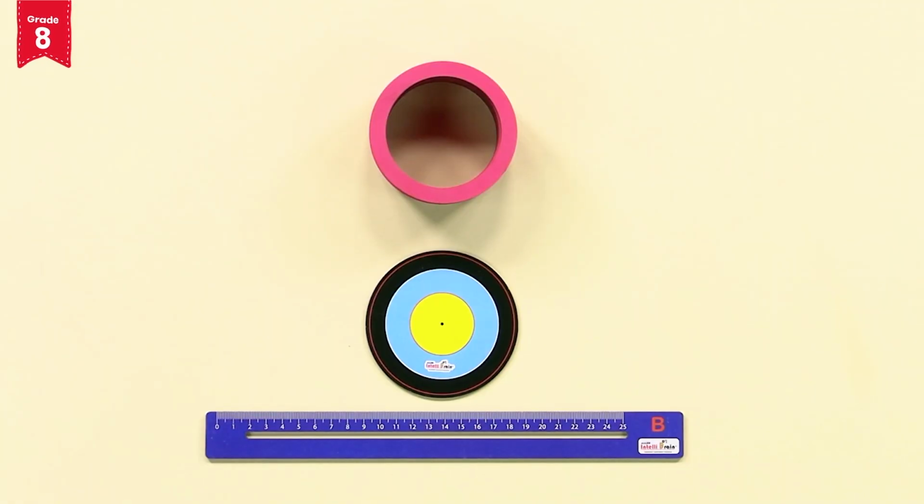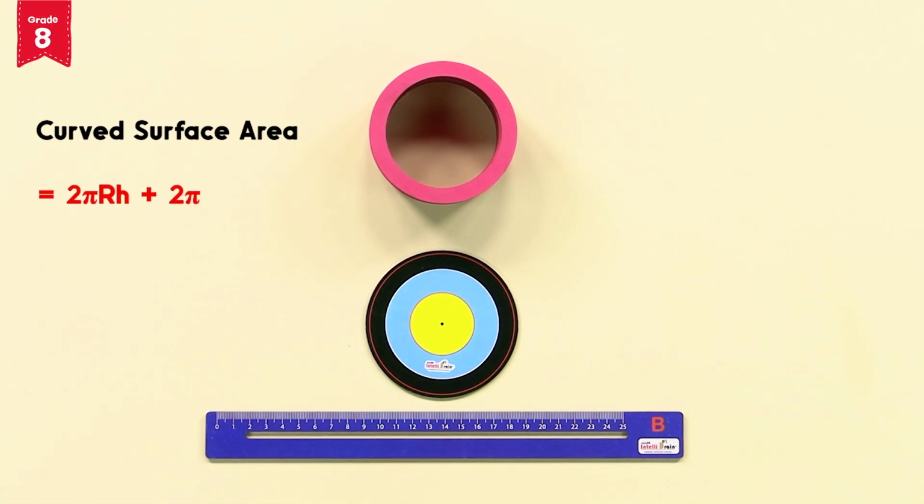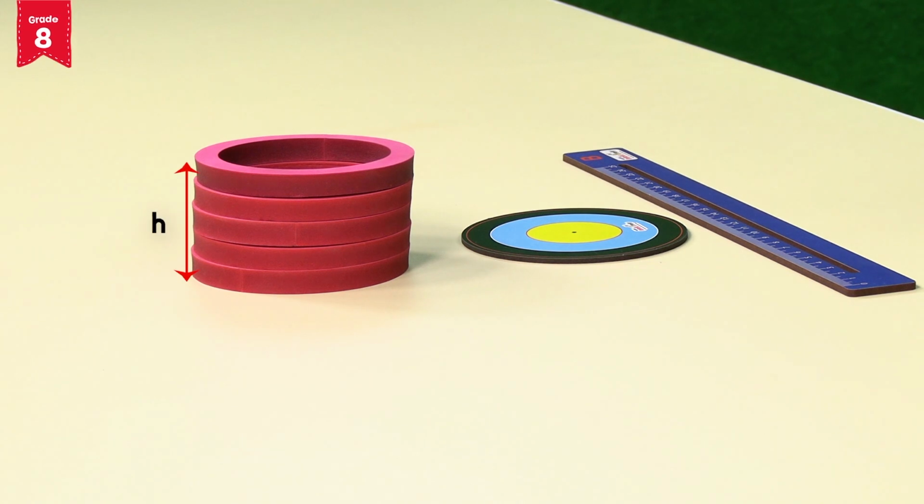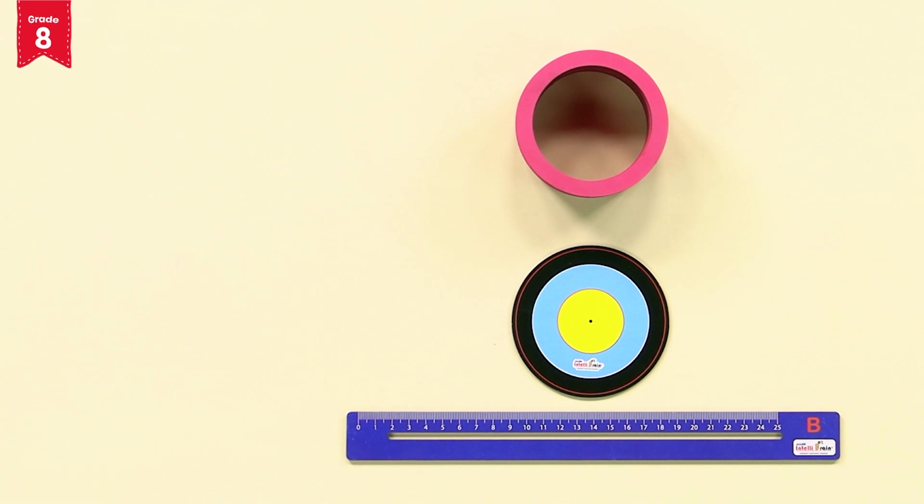To begin with, the curved surface area of the hollow cylinder is defined as 2 pi capital R h plus 2 pi small r h, where capital R is the external radius of the hollow cylinder, small r is the internal radius of the hollow cylinder, and h is the height of the hollow cylinder. So we need to find out the internal and external radius and height of the hollow cylinder, for which put the measuring disc on the bottom side of the formed hollow cylinder.